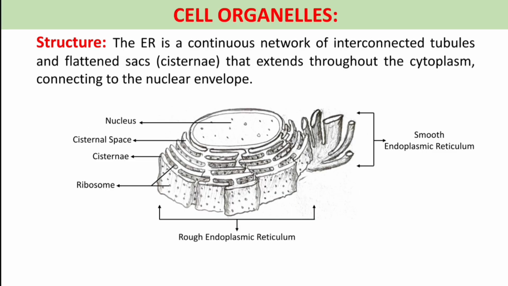Next, structure. As we discussed, it's a complex network of membranes extending from the nuclear membrane throughout the cytoplasm. It is composed of flattened sacs, known as cisternae, and tubules. Look at the picture. The space enclosed by the endoplasmic reticulum membrane is called the endoplasmic reticulum lumen or cisternal space. We can see the rough endoplasmic reticulum has ribosomes on its outer surface, while the smooth endoplasmic reticulum lacks ribosomes.